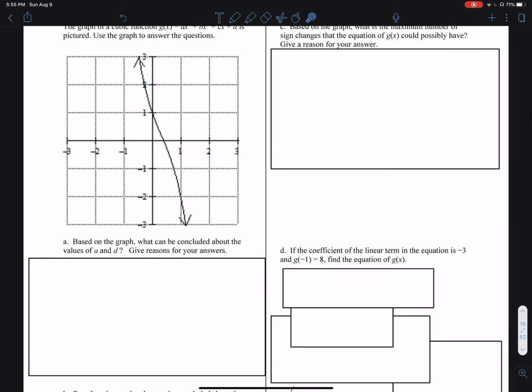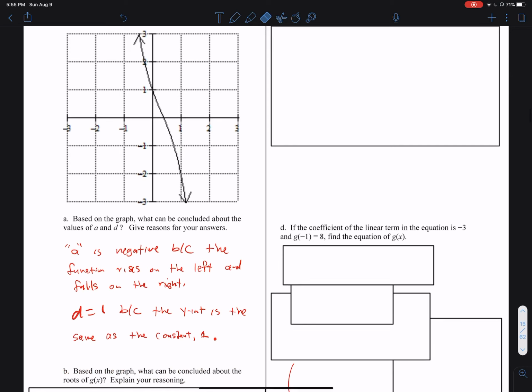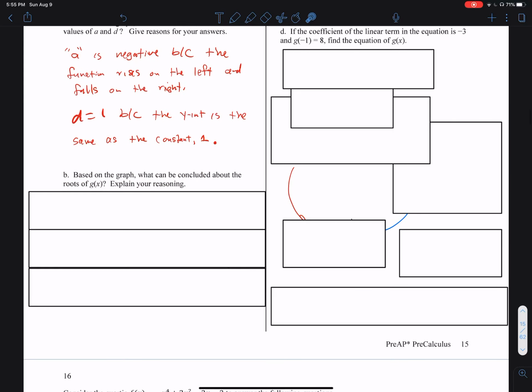So let's look at what I wrote for the answer here, and then let's clean it up if it needs cleaned up. A is negative because the function rises to the left and falls to the right. All you have to say for that. D equals 1 because y is the same as the constant, which is 1. All right, good enough. That's what I wanted to say. It's perfect.